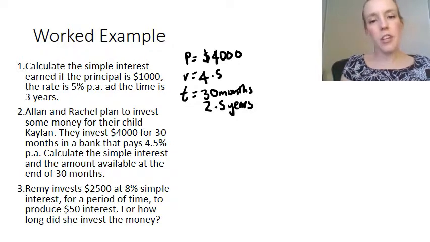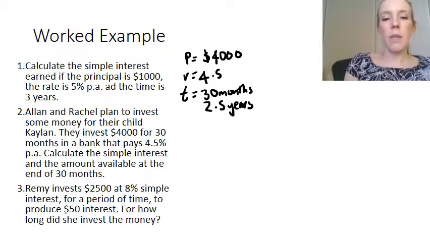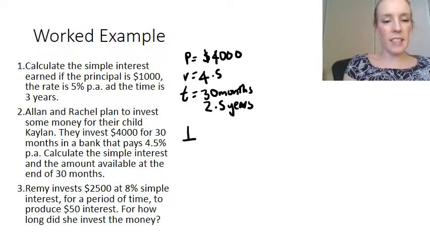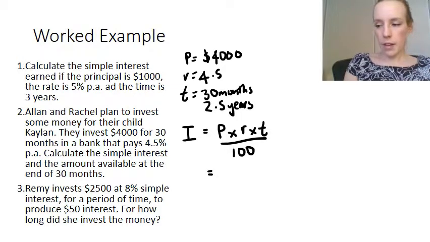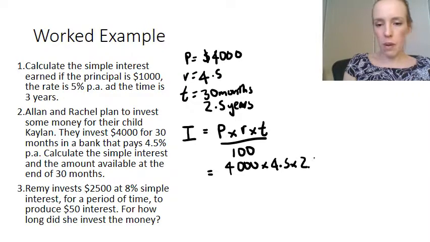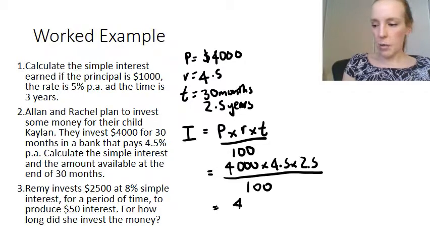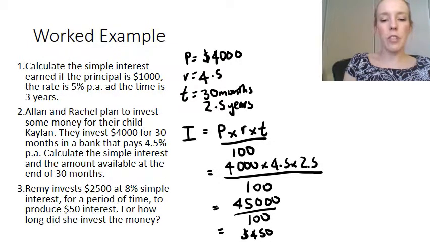If you can't work that out in your head, you can just use your calculator and do 30 divided by 12 to find out the number of years. Then we're going to put that into our formula. We need to work out the simple interest. So interest equals the principal amount times the rate times the amount of time divided by 100. That's going to be 4,000 times 4.5 times 2.5 over 100. And that leaves us with 45,000 over 100, dividing that by 100, and we have $450. So our interest is $450.